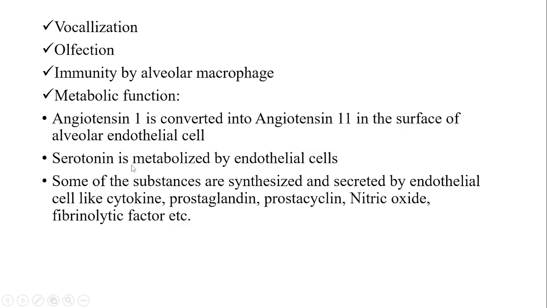Serotonin, which is again an autacoid, which also has some role in immunological reactions, can also be metabolized by endothelial cells of the alveolus. And some other substances like cytokines, prostaglandin, prostacyclin, nitric oxide. These prostaglandin, prostacyclin and nitric oxide are all vasodilators. That means they dilate the blood vessel, and they can also be synthesized and secreted by the alveolar endothelial cell. There are also some fibrinolytic factors that act as natural anticoagulants, that means they prevent the coagulation of blood, and are also present in alveolar endothelial cells.